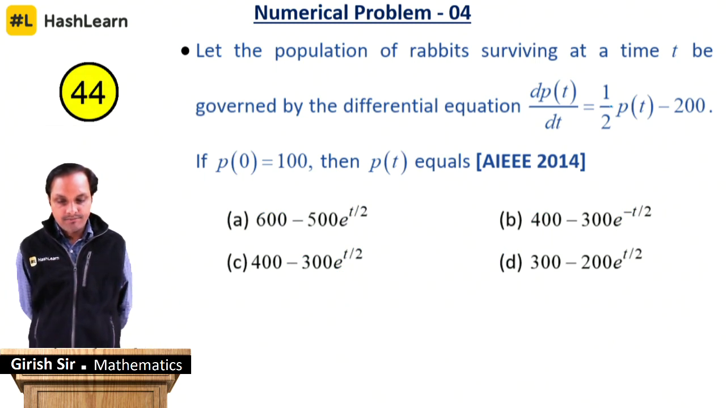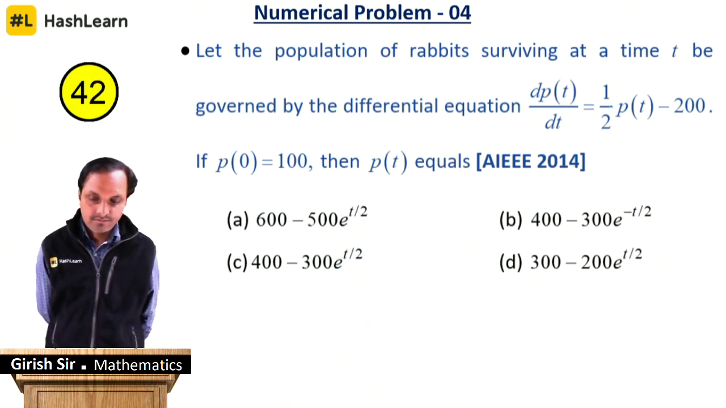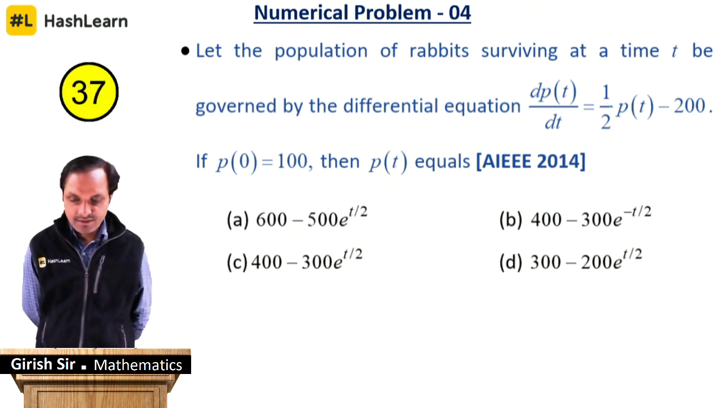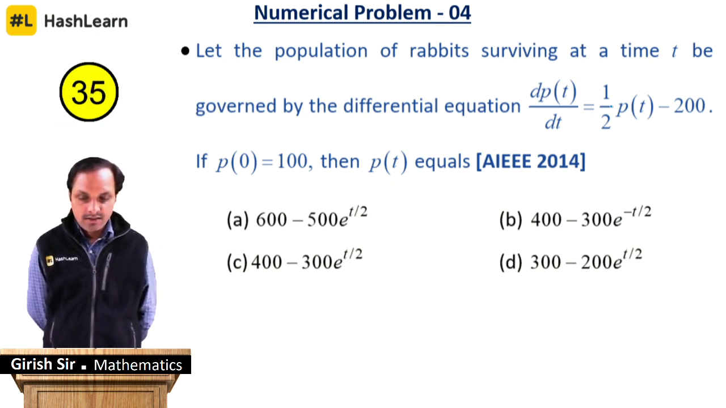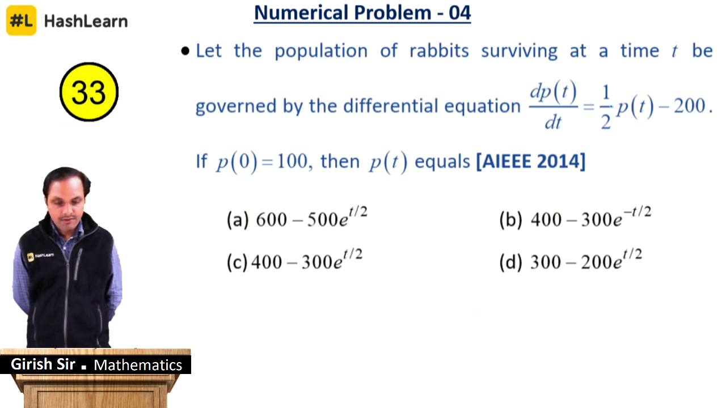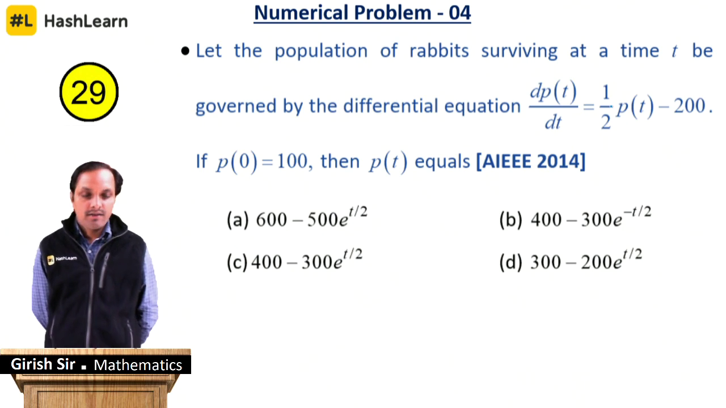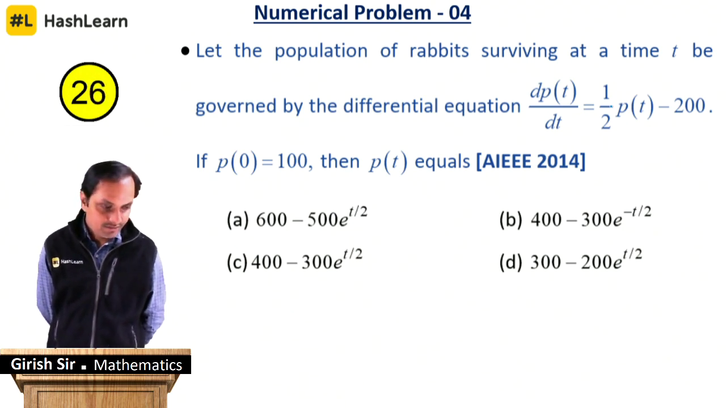And here is the problem. Here is a rabbit, population, time. It is governed by a differential equation. They are asking you what is p of t. It's a 2014 AIEEE question.